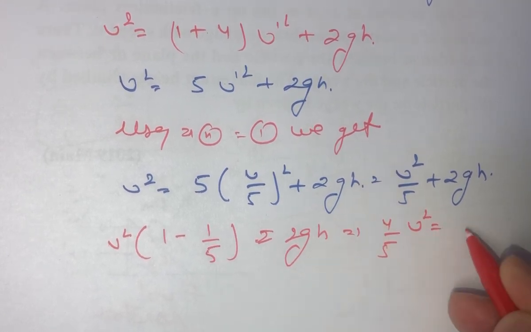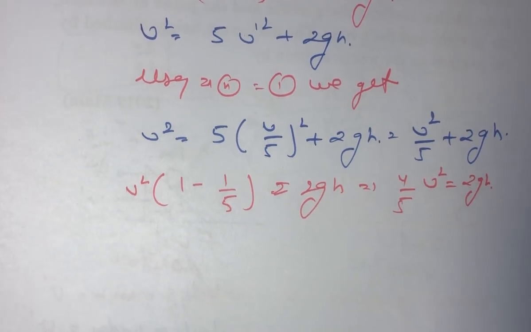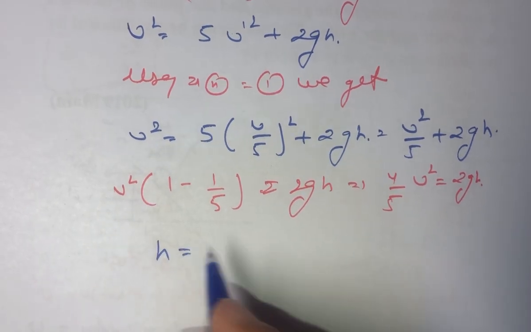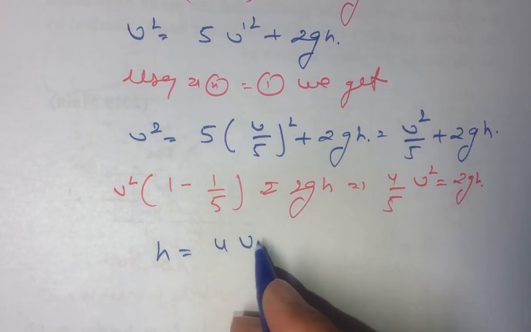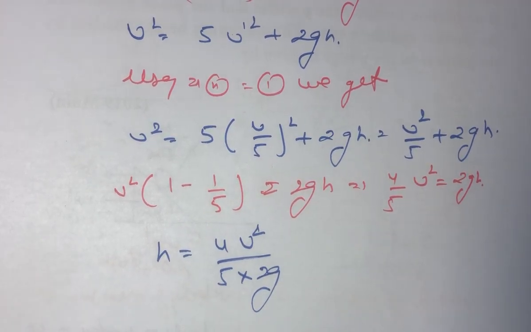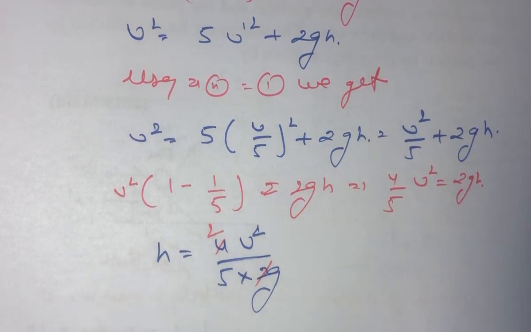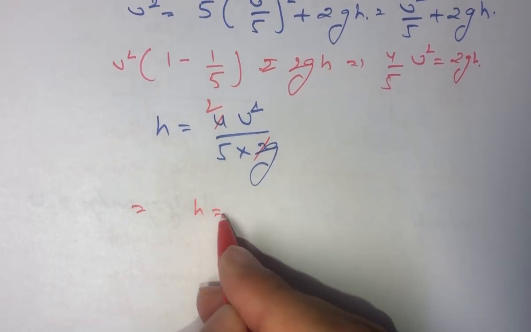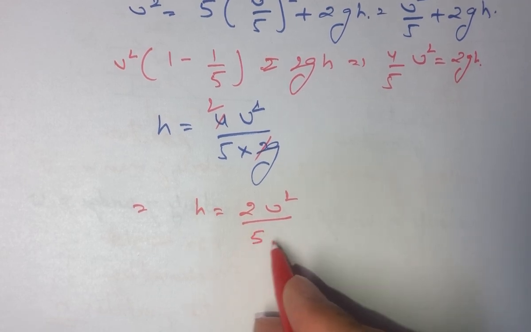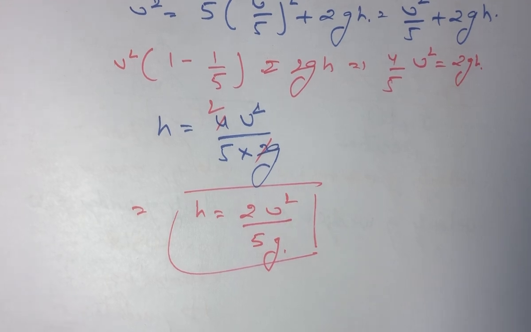From here we can say this will be equal to 4 by 5 v square is equal to 2gh, and we are supposed to find out maximum height. So we can say our height h will be equal to 4 v square divided by 5 multiplied by 2g, and this cancels out, therefore we get h is equal to 2v square upon 5g. So this is the maximum height attained by the particle.